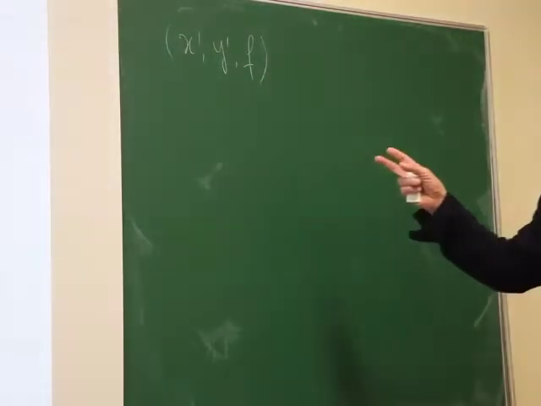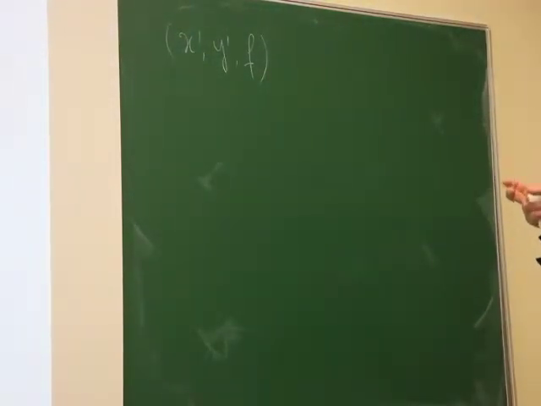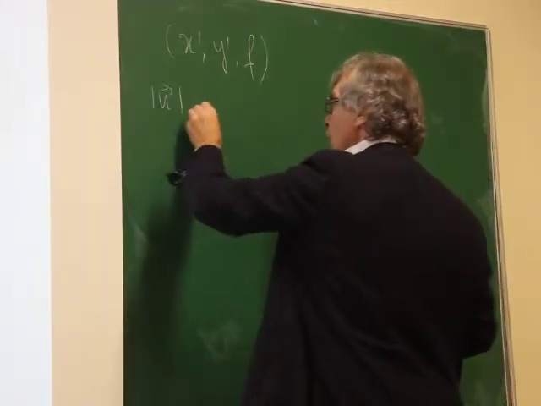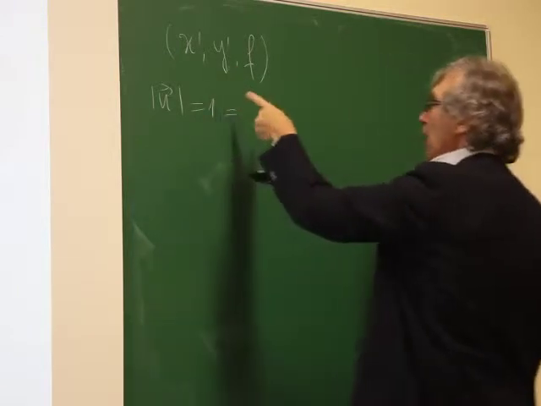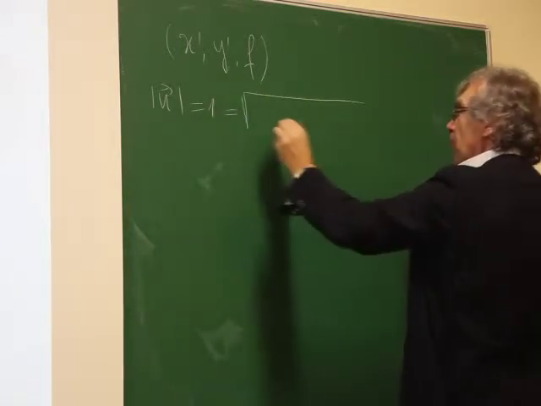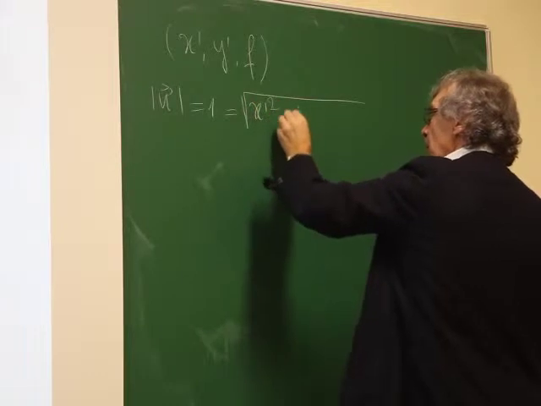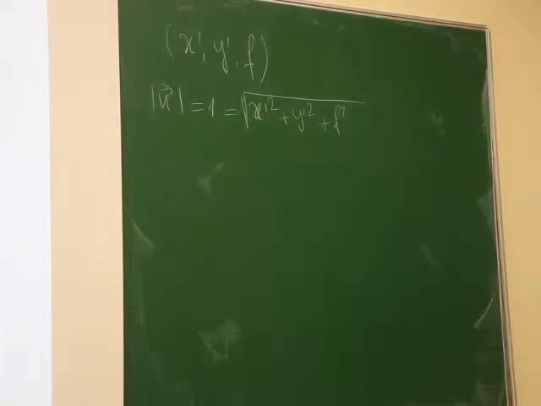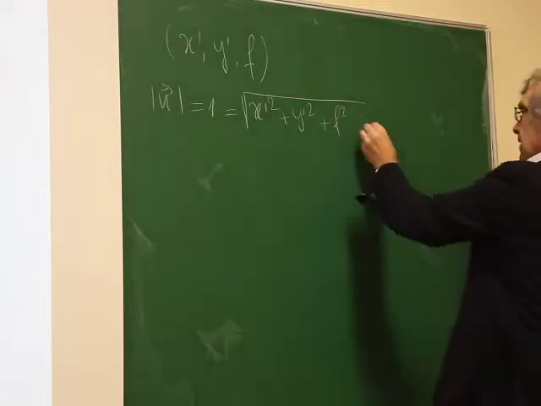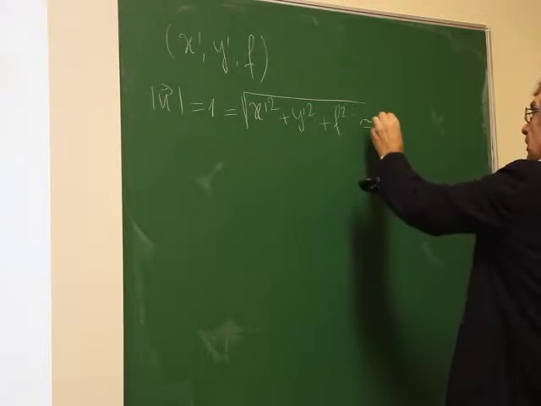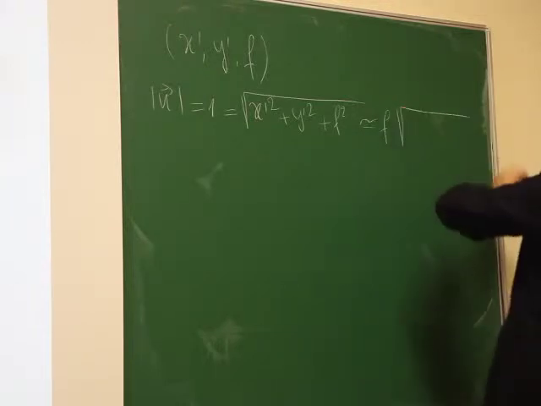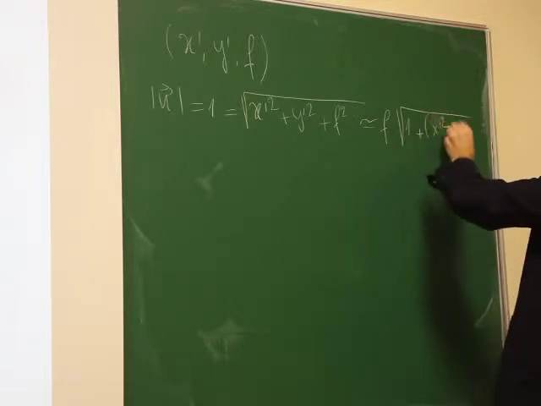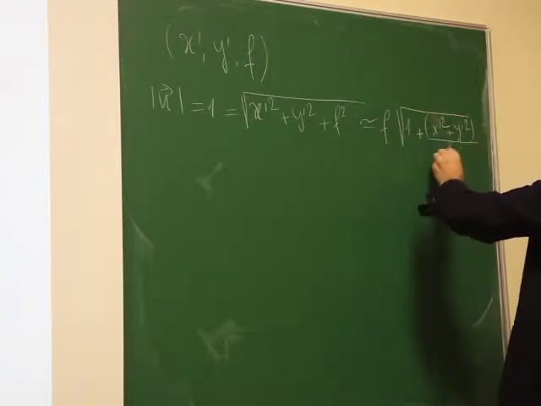Now I would like to represent it as a unit vector. So the modulus of u should be equal to 1. And now I see that it's equal to the square root of x prime squared plus y prime squared plus f squared. I may rewrite this as follows. It is equal to f multiplied by the square root of 1 plus x prime squared plus y prime squared divided by f squared.